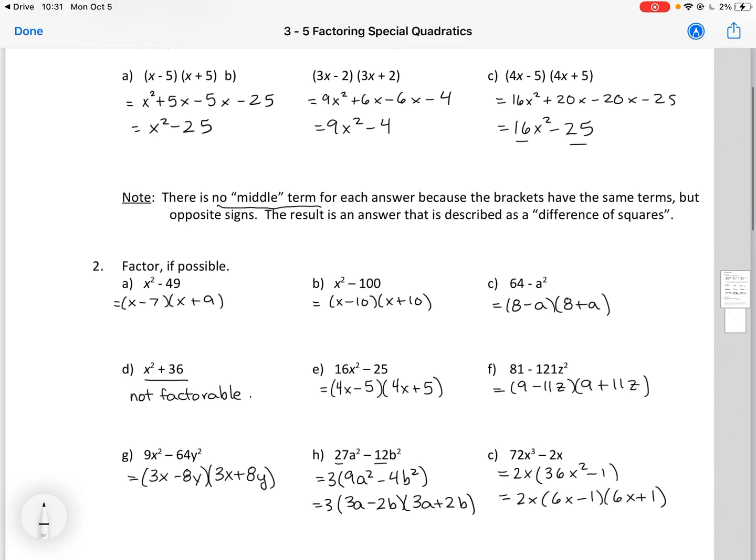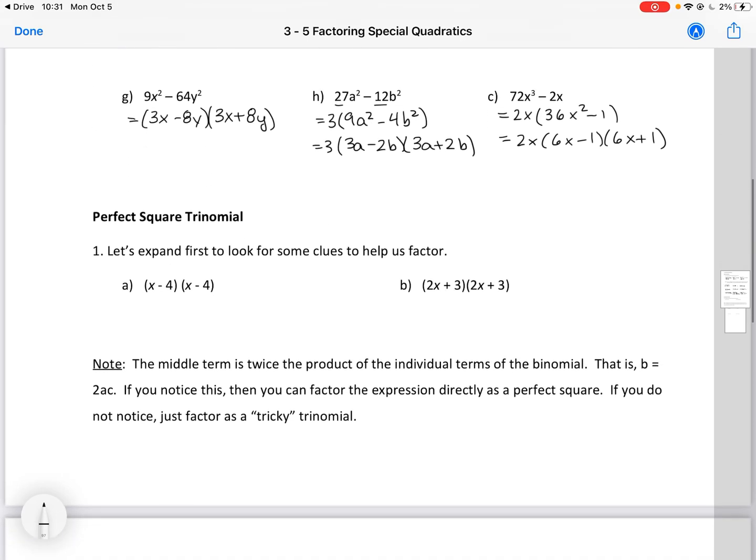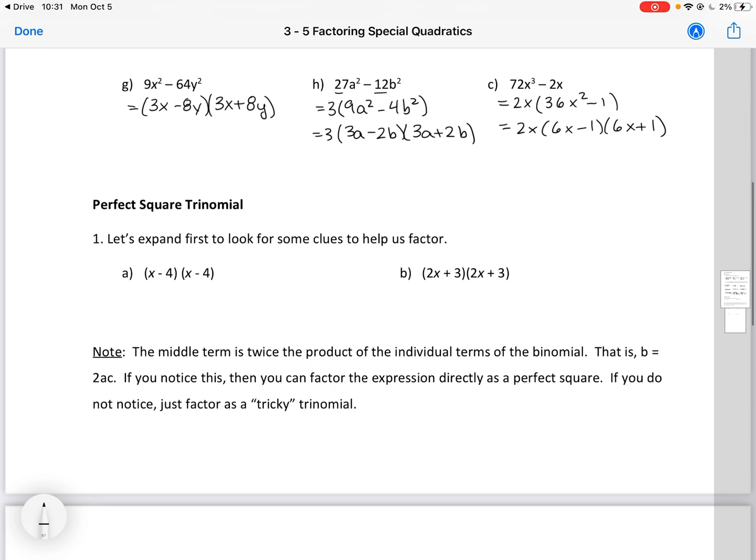The second special quadratic that we're going to look at is the perfect square trinomial. And let's look at some examples where we're expanding to look for some clues. So here I've got x minus 4 times x minus 4. This is going to expand into x squared minus 4x minus 4x plus 16. So here now I do have a middle term.